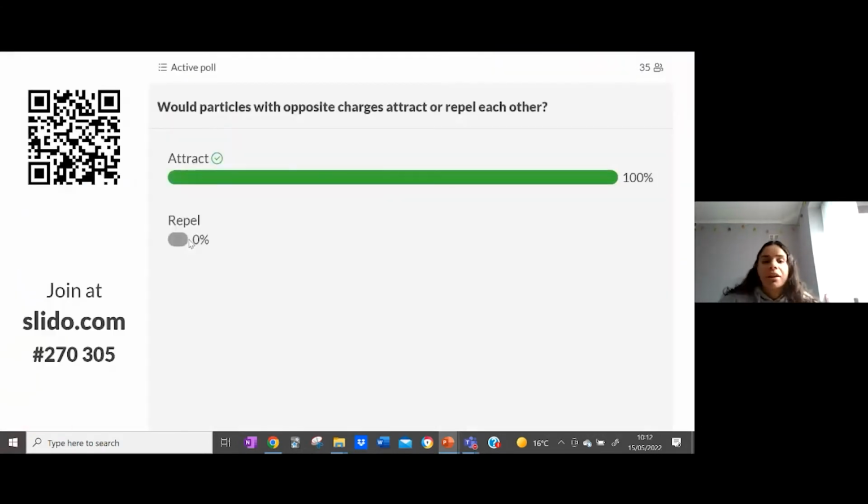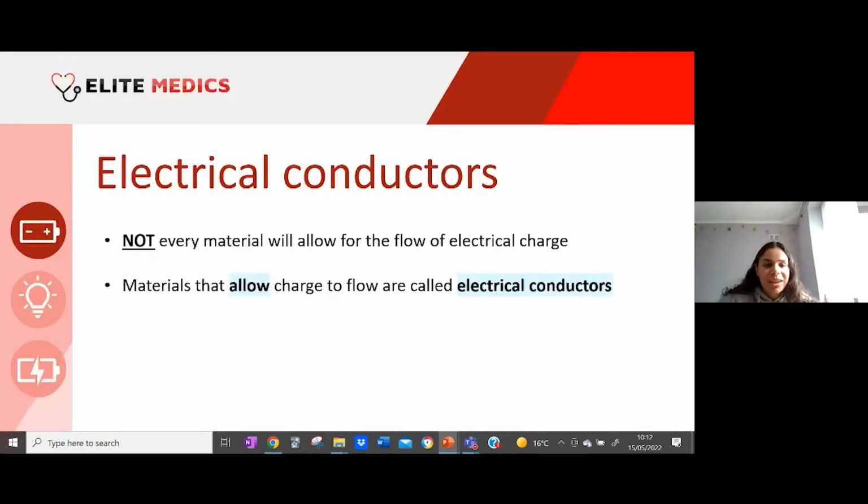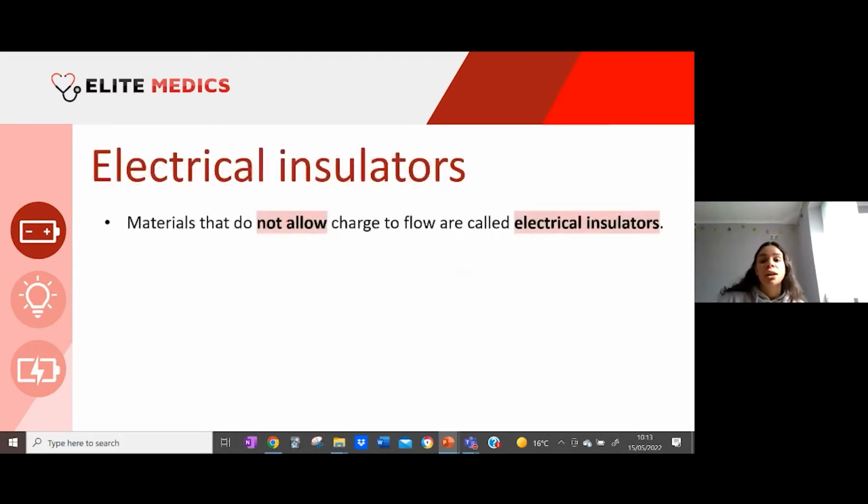So yeah, everyone getting it right, nice and easy. Let's go. So we've got electrical conductors. So not every material allows a flow of electrical charge. So a material that can allow for charge to flow is an electrical conductor. And materials that do not allow charge to flow are called insulators.